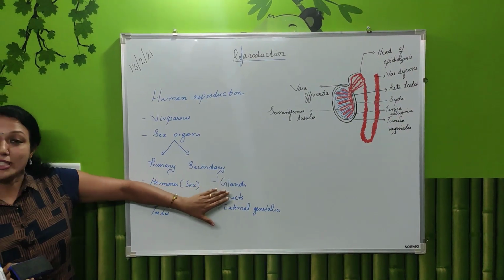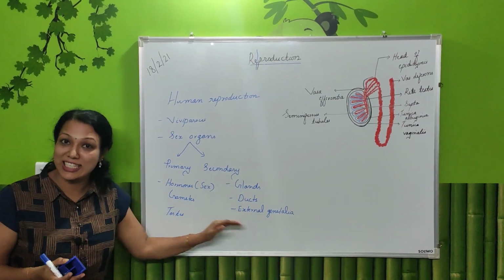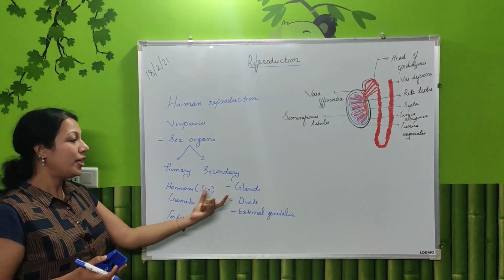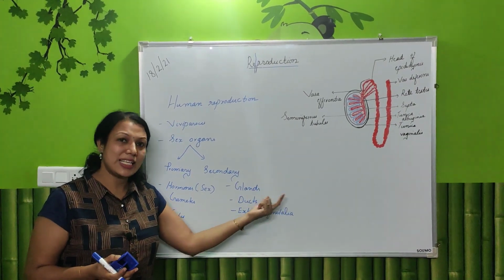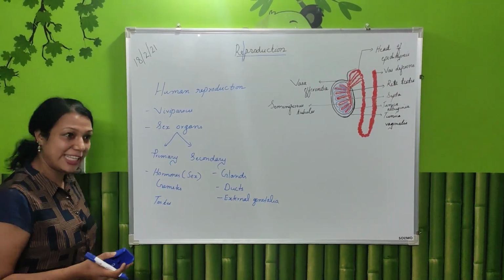Okay, when it comes to secondary sex organs, we have accessory glands, accessory ducts and external genitalia. So penis, that is the external genitalia. When you look at accessory glands, in the next session we will study in depth. Even regarding ducts also we will study later.